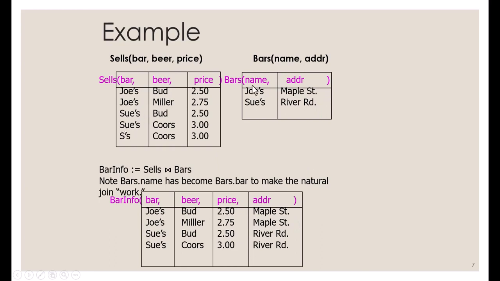Okay, Sue's, we can find that here. So it's going to return Sue's, Bud, 250 with River Road, and Sue's, Coors, 3, and then River Road as the third row. Okay, so we also have bars, S's. Do we see S's here from the bars table? We do not. So that means that this row, we're not able to return it. So this is going to be the resulting table from natural joining the two tables.